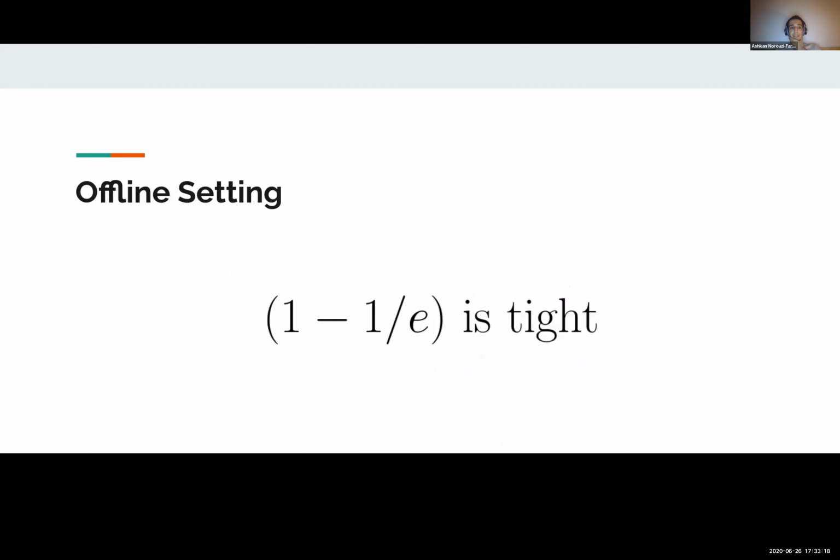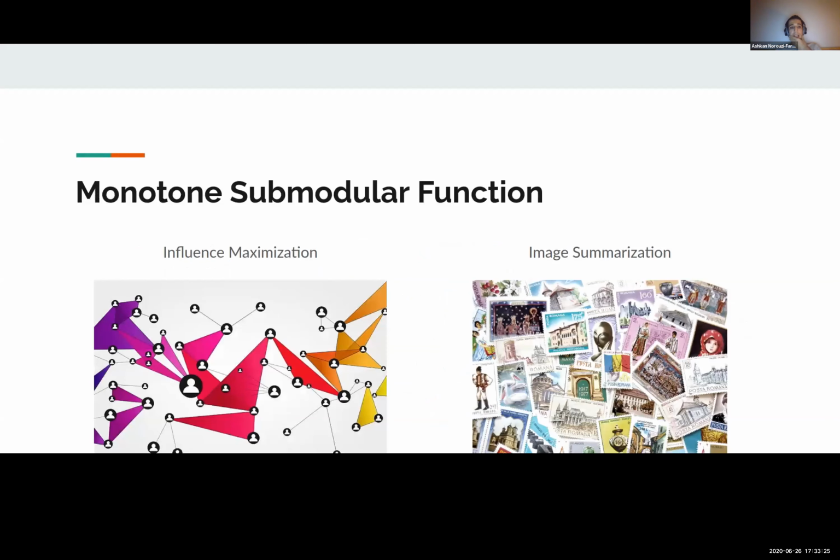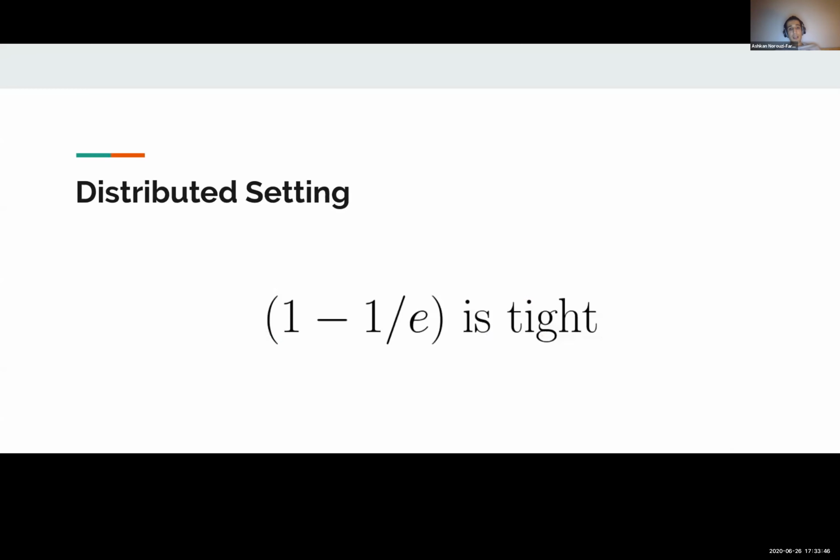So this problem has been studied in the offline setting, and we know that 1 minus 1 over e is tight. And it has various applications from a machine learning point of view as well, for example, influence maximization and more or less any type of summarization: image summarization, text summarization, video summarization, and so on. It has also been studied in the distributed setting, and we again know that 1 minus 1 over e is tight in the distributed setting.